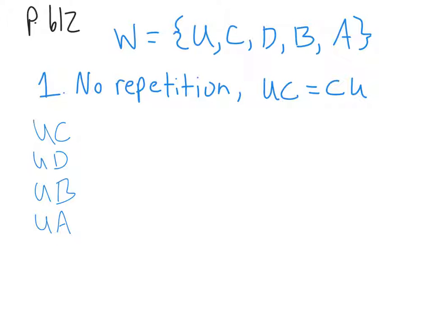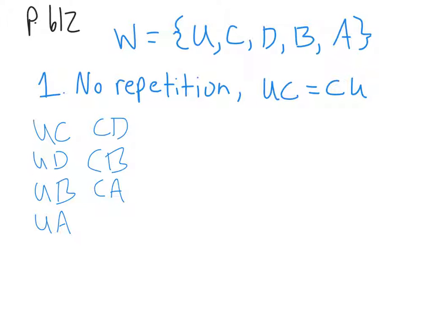Now if you go to the next one and start with C, notice we're not going to go backwards and count CU because we already said UC and CU are the same thing. So we're just going to go forwards, and obviously we're not going to choose CC. So we go forwards and choose CD, that's one of the outcomes, CB, or CA. Right? And paired with that UC that we already have, that's the 4 outcomes we can get with C.